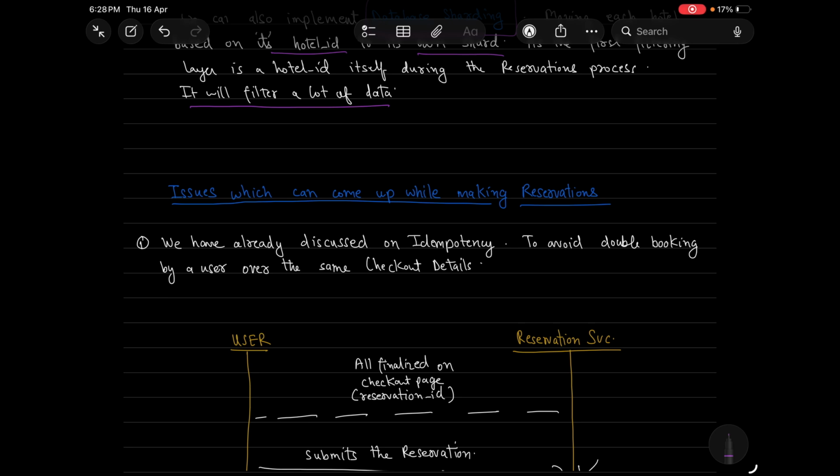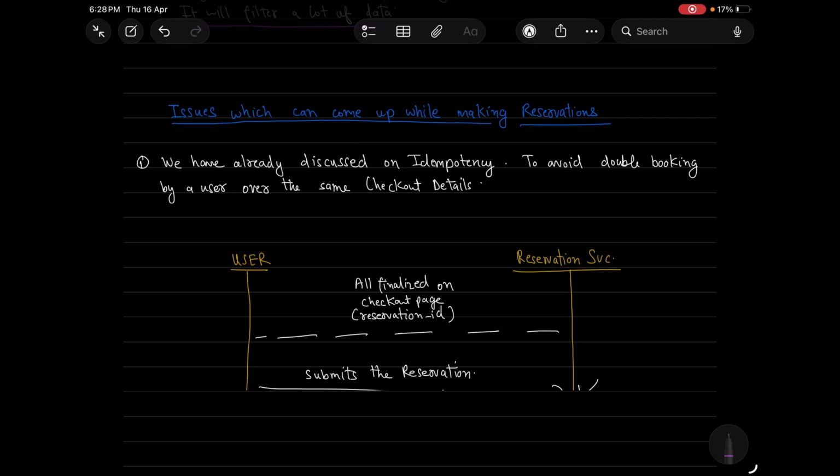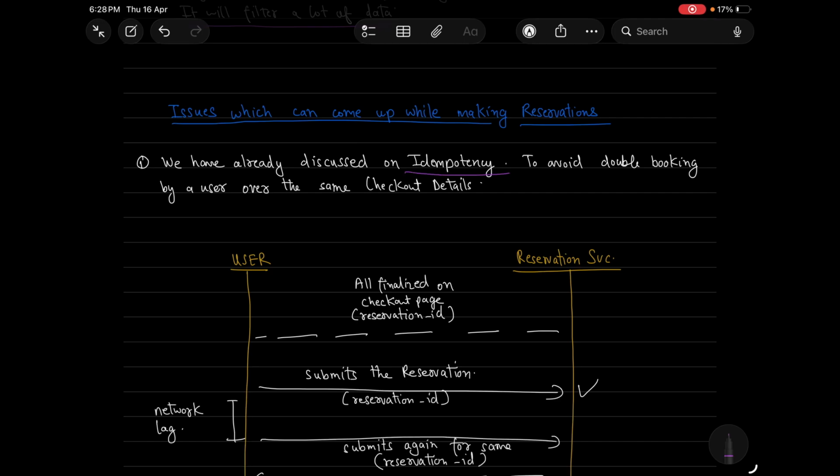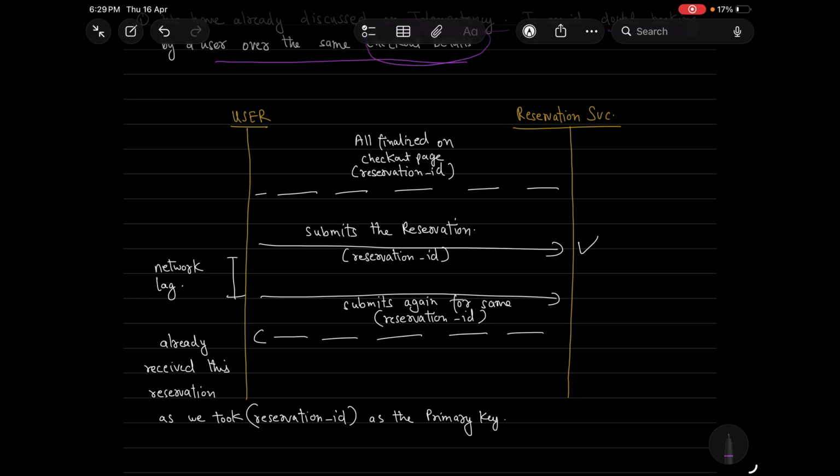Now let's look at issues which can come up while making reservations. So let's try to focus on that now. We have already discussed idempotency. We made the reservation ID an idempotent key to avoid double bookings, to avoid double booking by a user over the same checkout details. So let's say a user has finalized on the checkout page, and we created this UUID as the reservation ID.